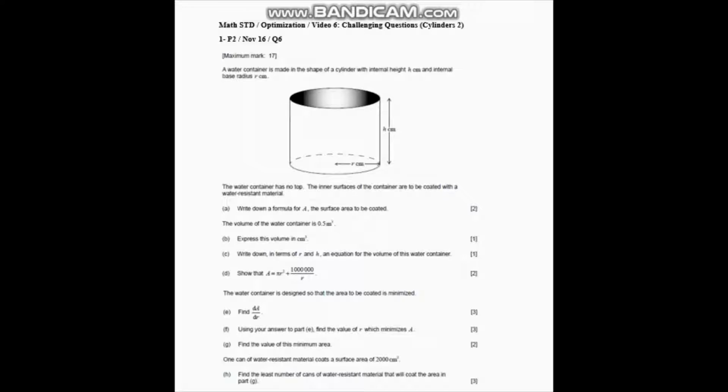The first question that we shall solve came in paper 2, November 2016, question 6. Kindly take a minute and attempt to solve, and the answer shall follow through shortly.